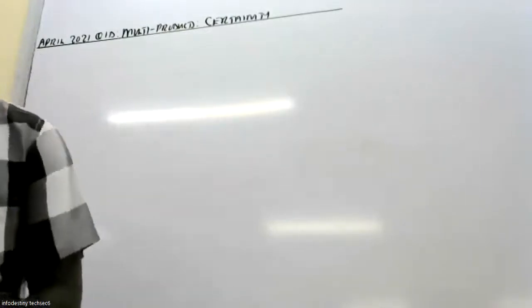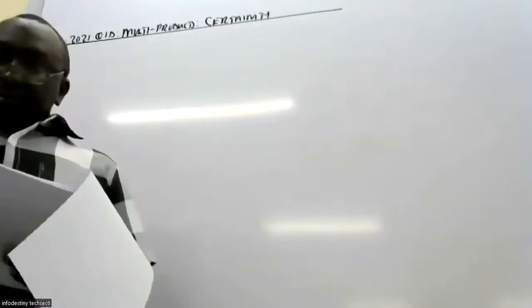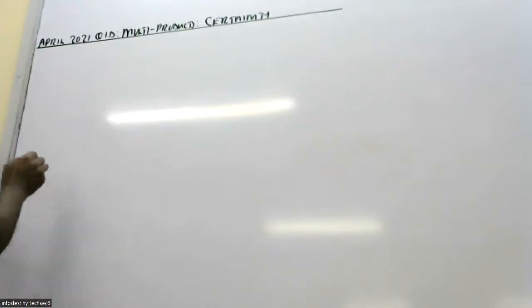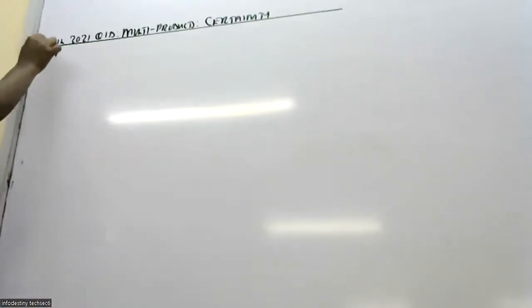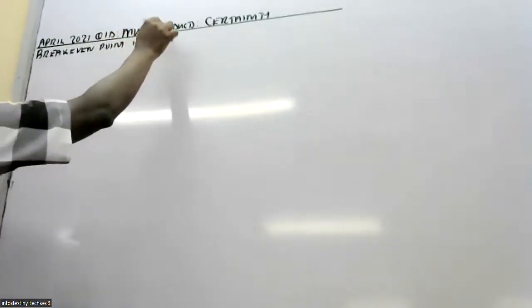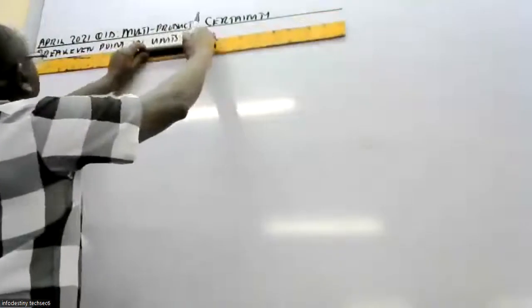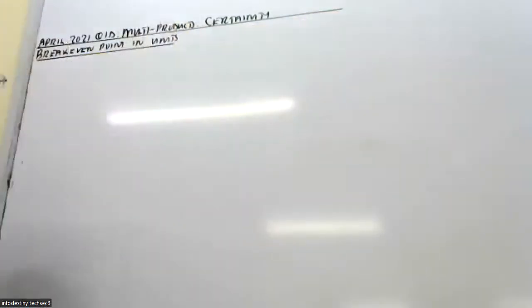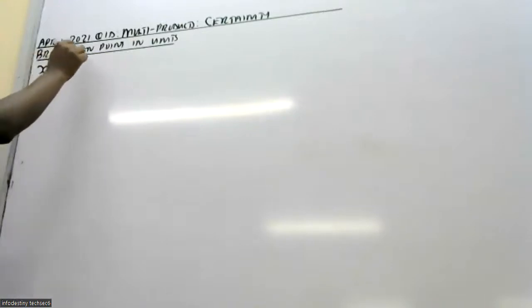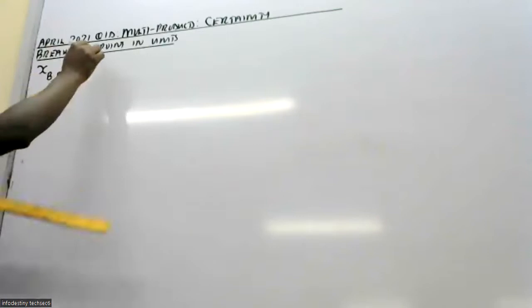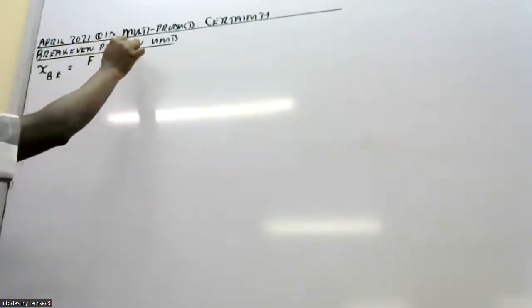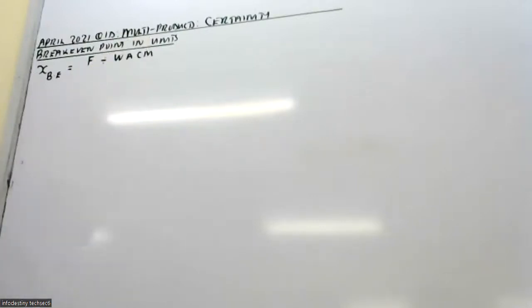So with that having been known, the question is asking us to get the break-even point in units and in sales value. So let's now write the formula for break-even points in units. How do we get it? We know the formula. XBE, when we are in multiple, it is F, you divide by WACM.